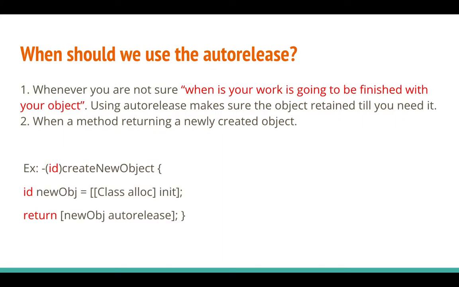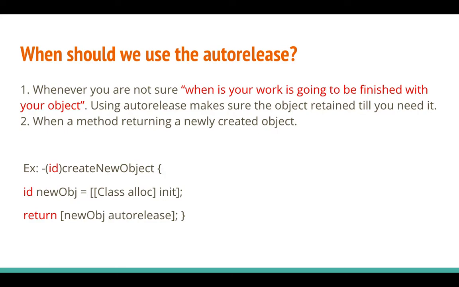Next question: when should we use the autorelease pool? Whenever you are not sure when your work with the object is going to be finished, using autorelease keeps the object retained until you need it. So when a method returns a newly created object, and our work with the object is finished, we want to release that object.